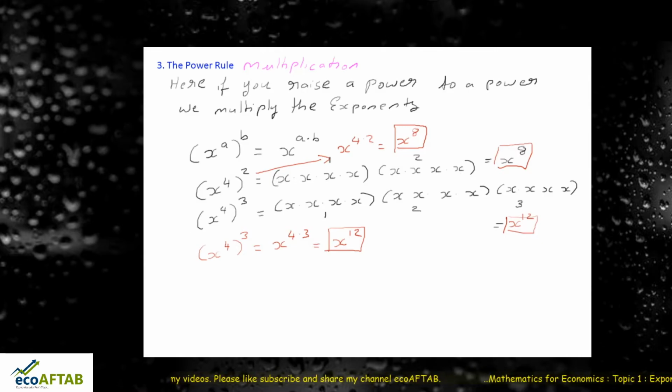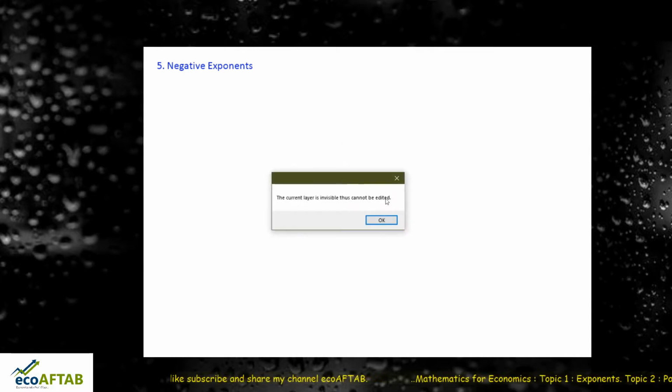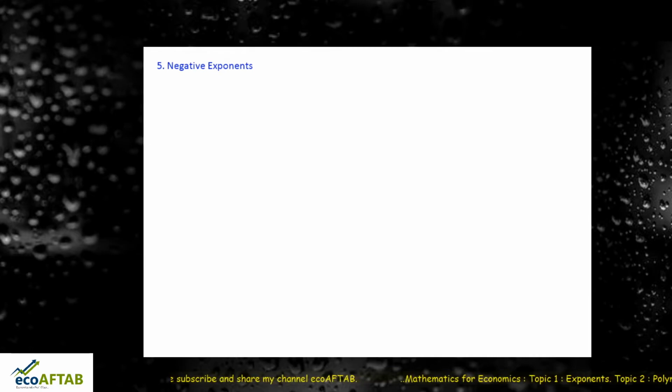Going ahead, negative exponents. If we are having negative exponents, then what we can do? Here the example is, if I have x to the power minus a, then how I can write it? We can write it as that is equal to 1 upon x to the power a.